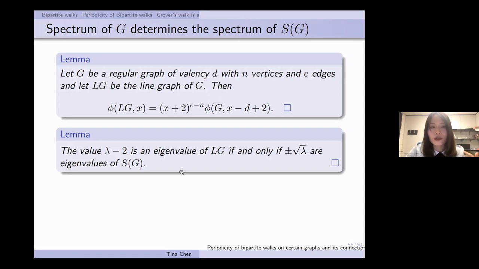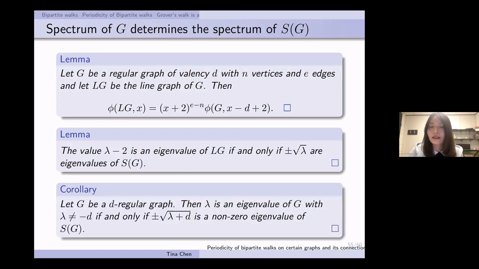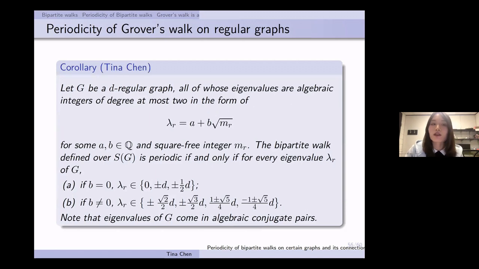Okay, so using those two, we can show that when the graph is regular, the spectrum of your graph determines the spectrum of your subdivision graph. So lambda is an eigenvalue of G if and only if plus or minus the square root of lambda plus d is an eigenvalue of your subdivision graph. Using this, we can actually get a periodicity condition for the Grover's walk on regular graphs.